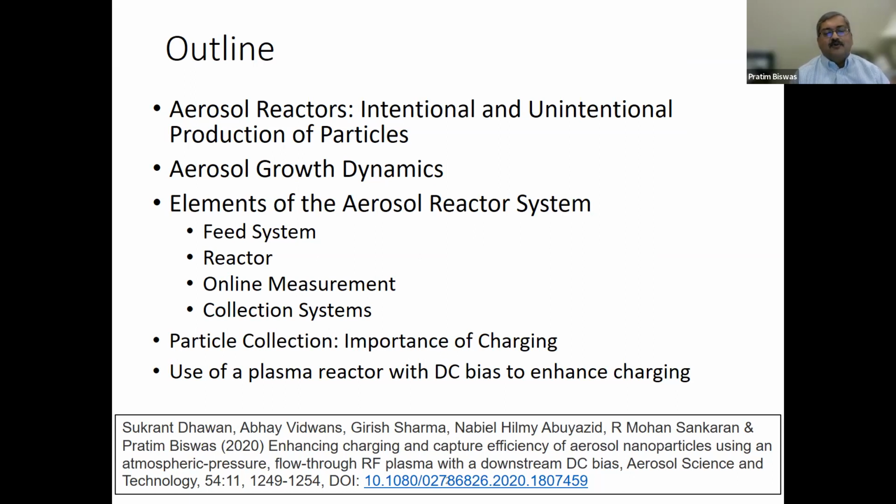Some of it might relate to an engineered system where we make these to produce particles, but then we also have these where you're doing something else with it, like producing electricity or combusting something or producing a chemical. And then the particles may not be of primary interest, but are of great impact and consequence. And the focus then will be on particle collection and the importance of charging, which of course is a key element of the growth dynamics.